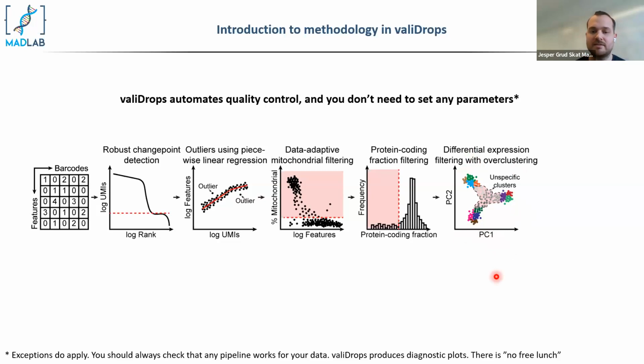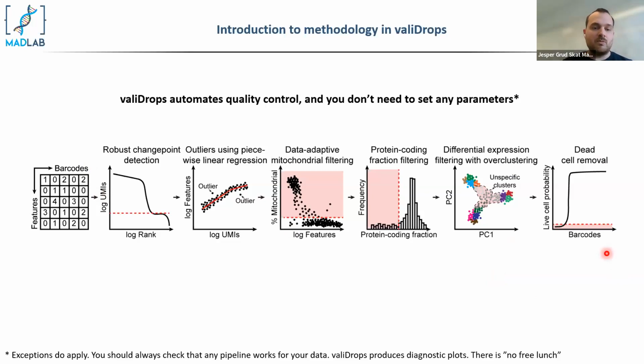And then the last thing that valiDrops can do, which is unique at the present time at least, is that we can also look for dead cells and flag dead cells, and that can allow you to analyze them if you're interested in dead cell processes, or also remove them. And in this talk, I will talk a bit about both parts. So the quality filtering part, but also the dead cell removal part.